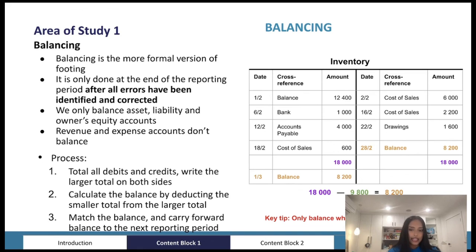And another key tip is to only balance a ledger account when VCAR explicitly asks you to. So similar to the narration, the question will tell you whether they want you to include a narration or not. And similar with balancing, the question will tell you whether they want you to include balancing or not.